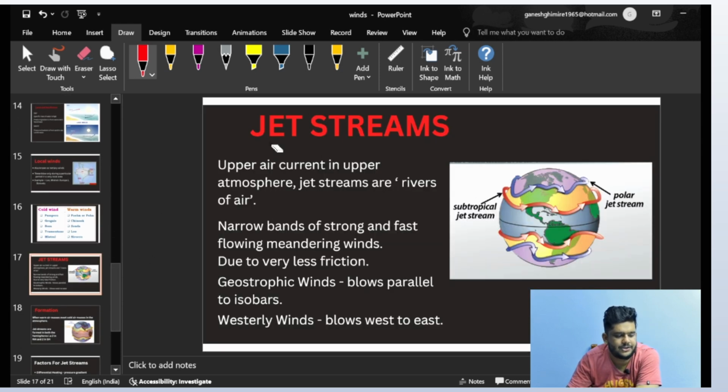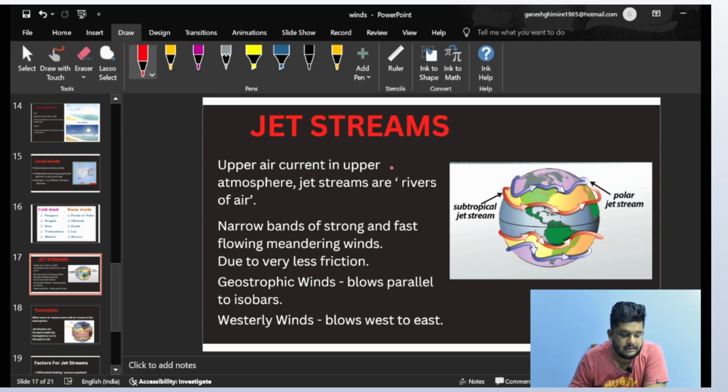Next, what we have is jet streams. Okay, the last topic is jet streams. A jet stream is nothing but an upper air current in the upper atmosphere. Jet stream is always in the upper atmosphere. This is something that you must keep in mind. They are called rivers of air, narrow bands of strong and fast flowing meandering winds. These jet streams are very strong and very narrow.